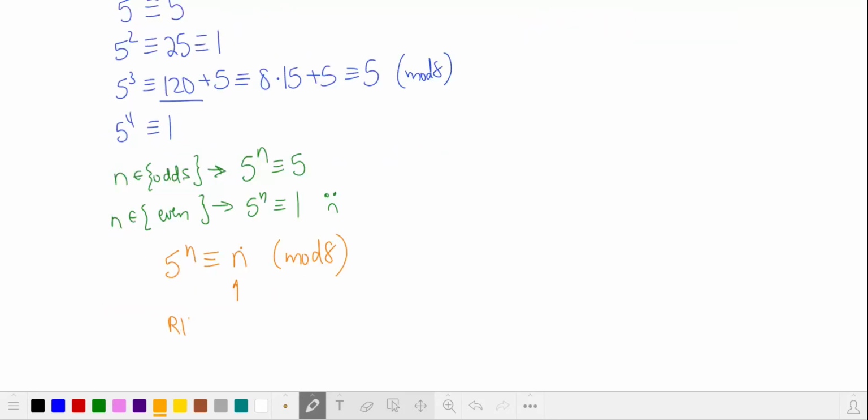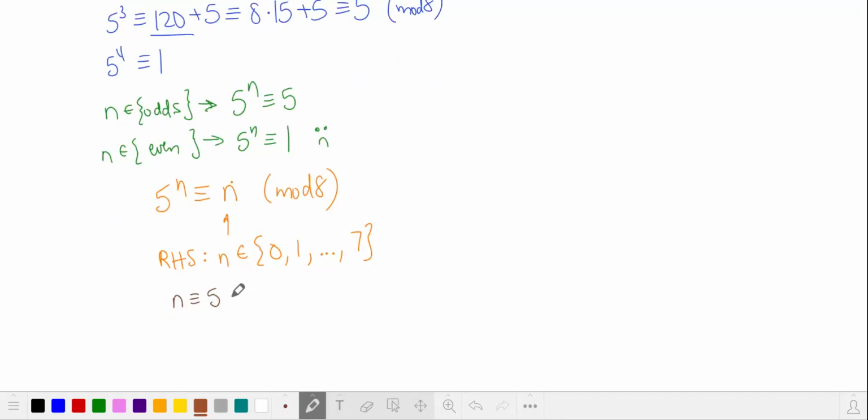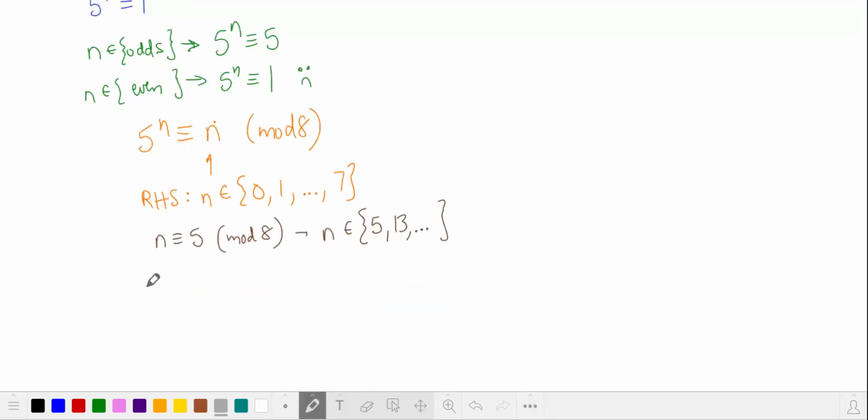On the right-hand side of this equivalence, n reduces to one of these numbers from 0 to 7, and we have a solution when n is 5 in mod 8, which means it's one of these numbers that fits this pattern that's 5 more than a multiple of 8. We can write this algebraically as 8 times some number a plus 5. Let's plug this back into our second equivalence.